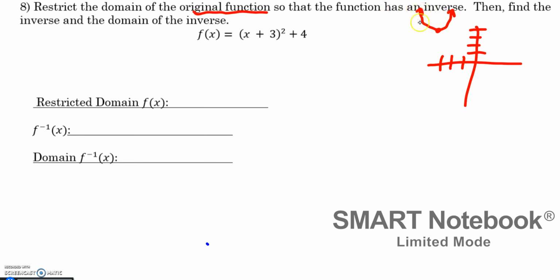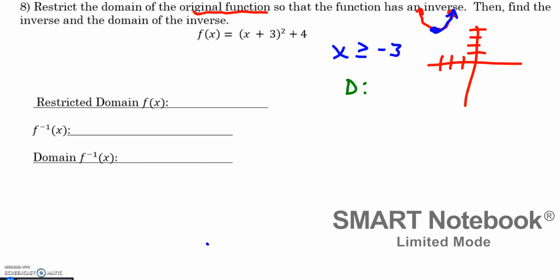but this parabola does not pass the horizontal line test, which means that I need to take only a portion of this graph, so it does have an inverse, or passes the horizontal line test. So if I'm going to restrict this or only look at the blue piece, it looks like that only occurs at -3 and up. So x would have to be greater than or equal to -3. And this relates to the domain of my function.